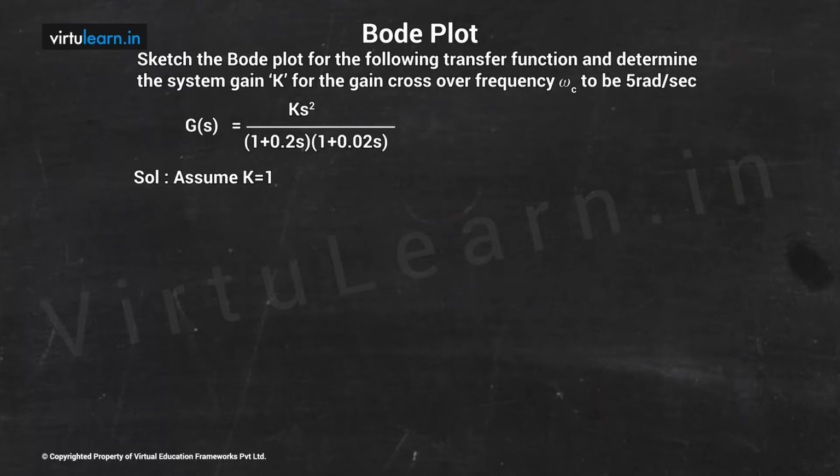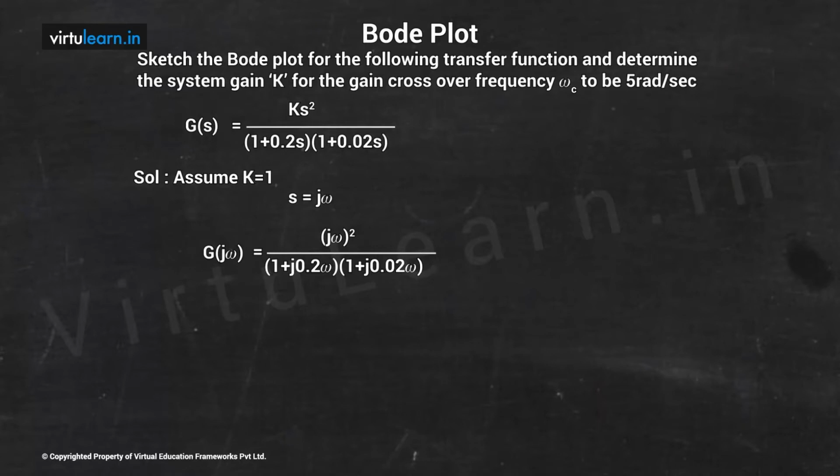There are again steps we have to follow to plot the magnitude. The first step is to look at the transfer function, whether it is in the time constant form or not. If you look at the transfer function, it is K s square divided by (1 plus 0.2s) and (1 plus 0.02s). Therefore it is in time constant form. So assume K is equal to 1, then substitute s is equal to j omega, then we can write the transfer function in sinusoidal form G of j omega. So G of j omega is (j omega) square upon (1 plus j 0.2 omega) into (1 plus j 0.02 omega). Now there are two finite poles and there are no finite zeros. There are zeros but they are not finite.